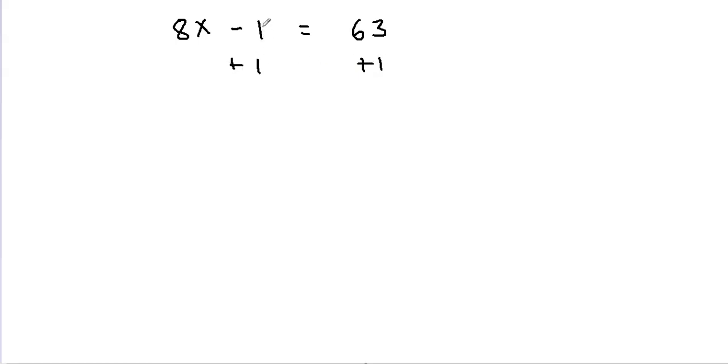So this -1 and +1 will just cancel out each other. They'll add up to 0. Whenever you have same numbers with opposite signs, they add up to 0. We're only left with 8x on the left-hand side. Then we have equal sign in the middle, and then 63 plus 1 gives us 64. So I've got 8x equals 64. We're successfully able to eliminate this 1, which was subtracted from our variable.